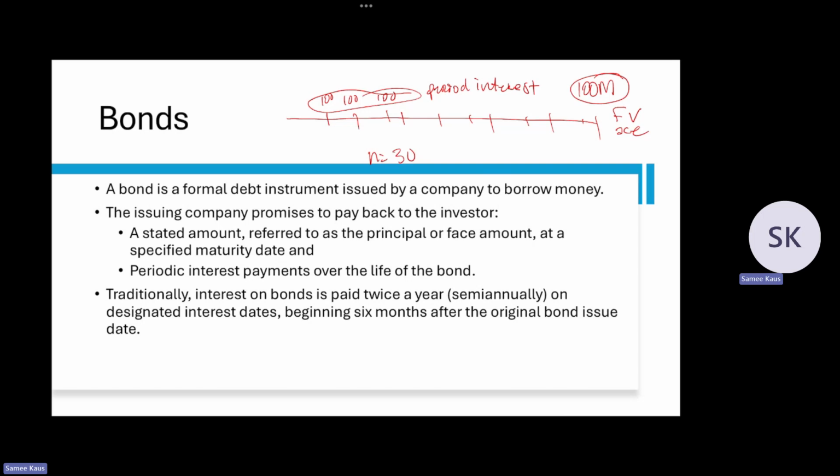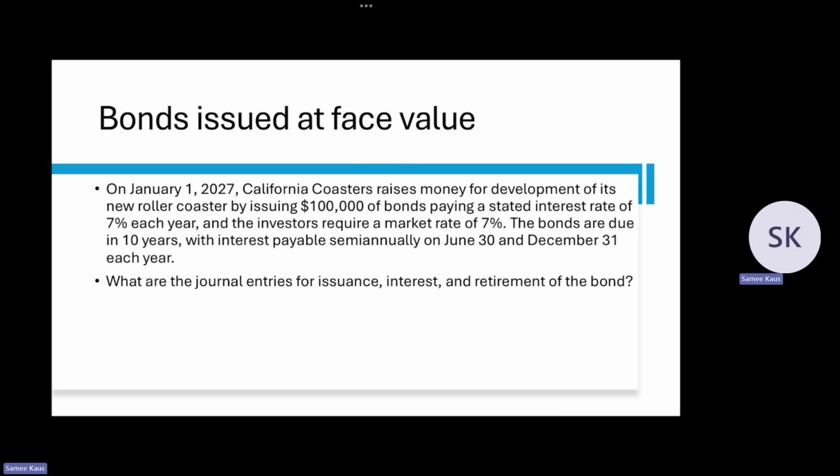So what this means is the bond price is going to equal the present value of the face value, which is the present value of $1. Then you're going to have the present value of an annuity for all of your interest payments. We'll talk a little bit more about that, but keep that in mind. A bond is simply a formal debt agreement.